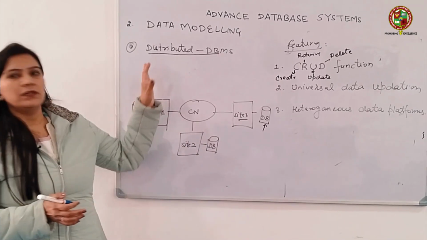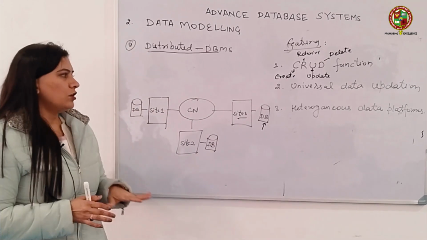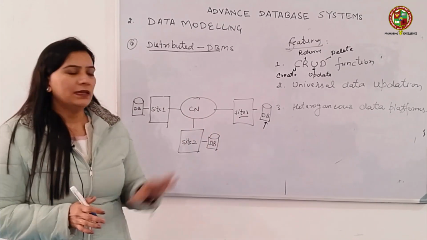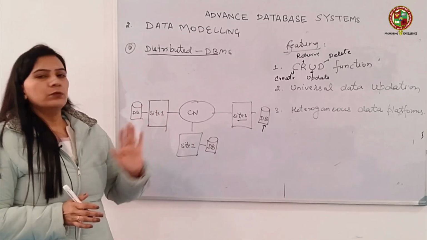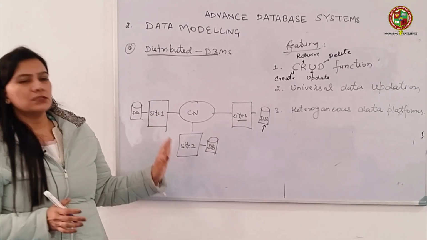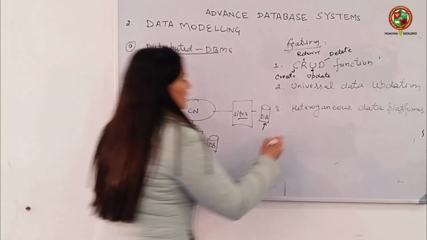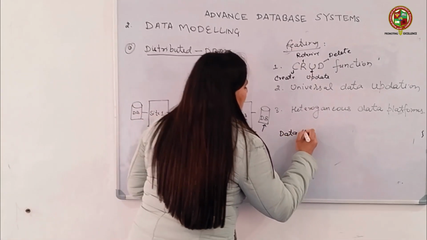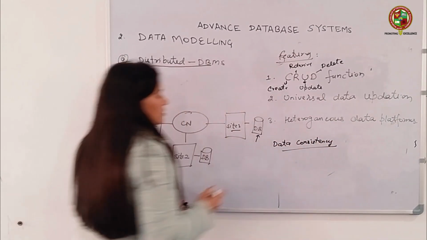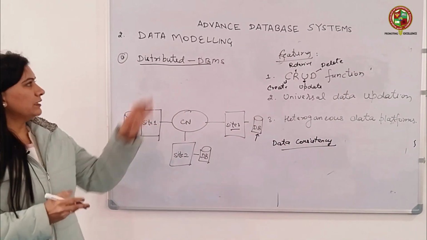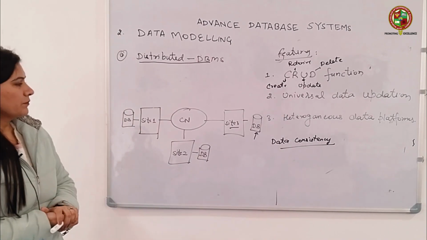That is the responsibility of the distributed database, to ensure that the data updation we are doing at any of the sites should be done universally, so that the data consistency, or the consistency property of the database, is maintained. So this property is ensured by the distributed DBMS, right?